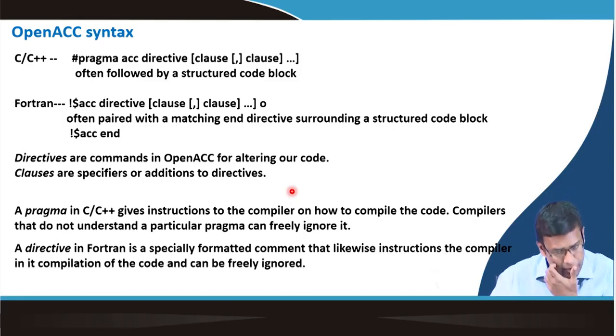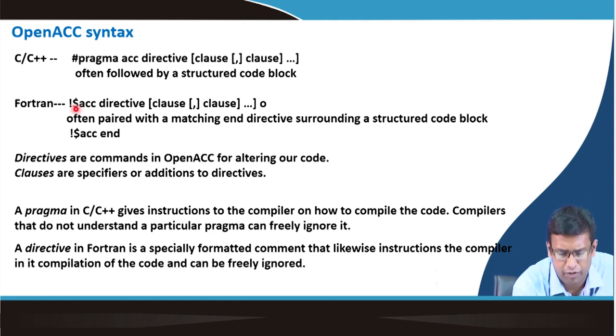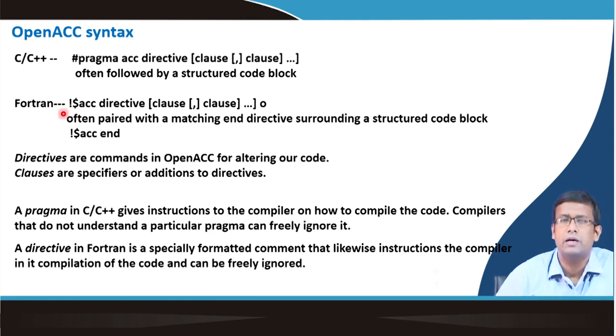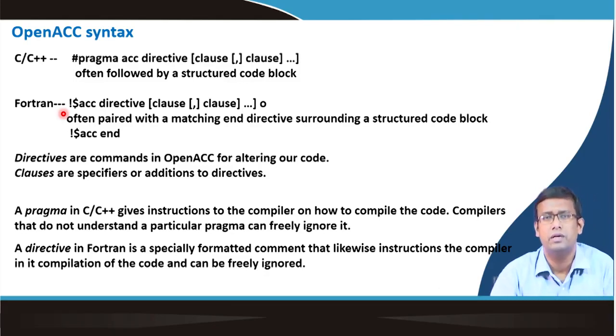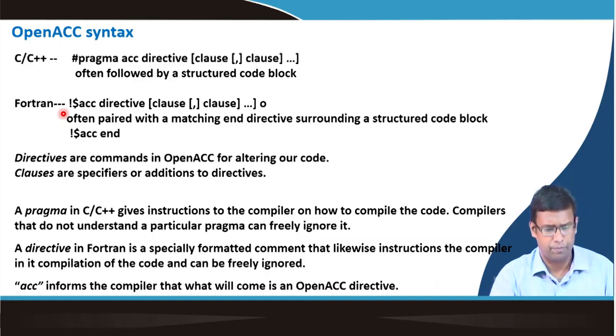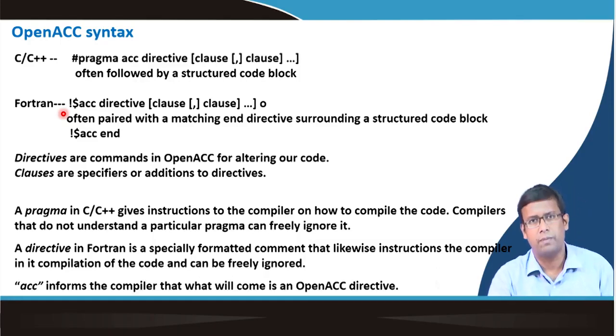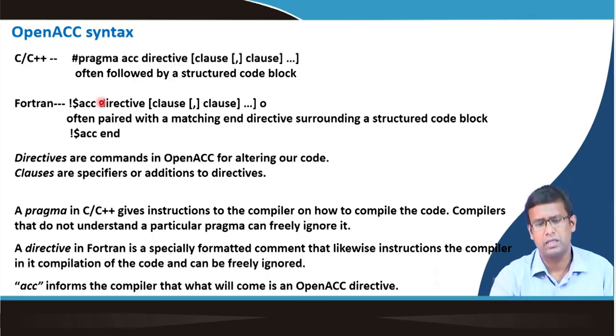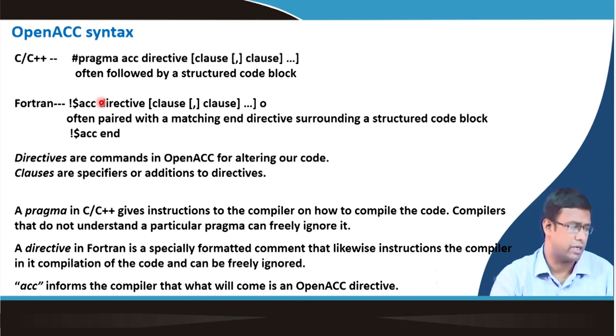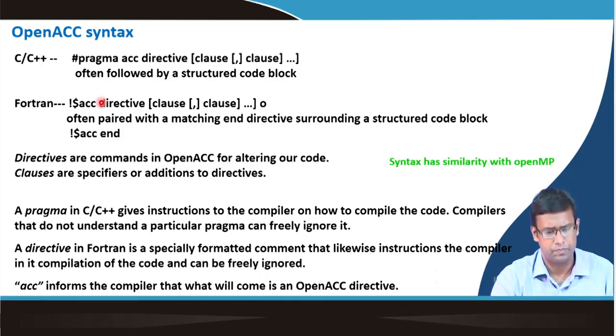A directive in Fortran is a specially formatted comment. It starts with an exclamation mark. So if the compiler doesn't understand it, it's treated as a comment, and it will be ignored by a simple Fortran compiler. The acc informs the compiler, in both cases, that it's an OpenACC directive. Similarly, in OpenMP you have seen omp is present there.